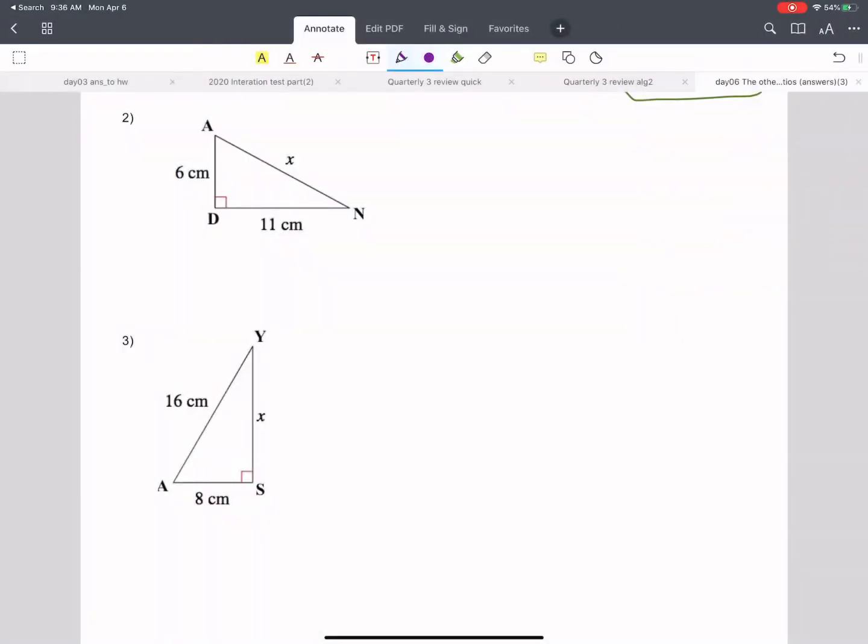Okay, so moving on to number 2. Again, you are going to need to get that missing side, and this time it is the hypotenuse. So 6 squared plus 11 squared is equal to the hypotenuse squared. So that would be 36 plus 121 is equal to x squared. So that is 157. So x is equal to the square root of 157.